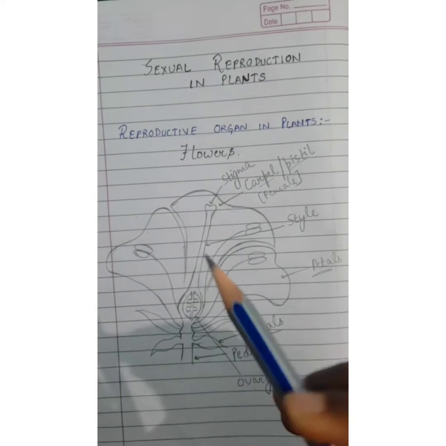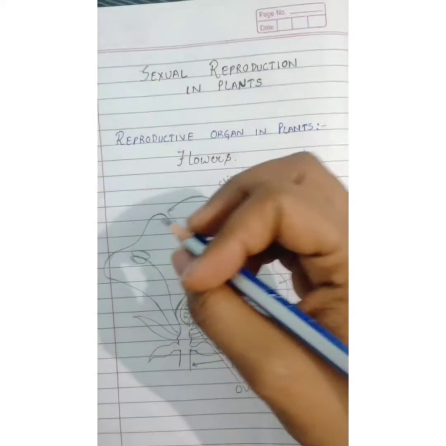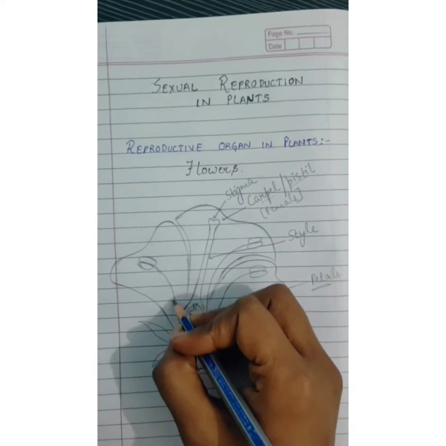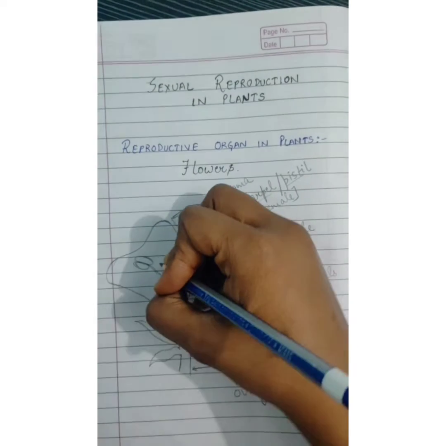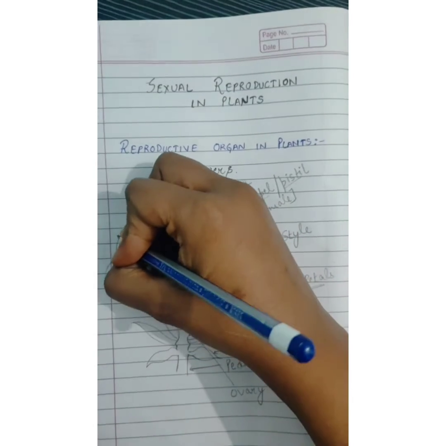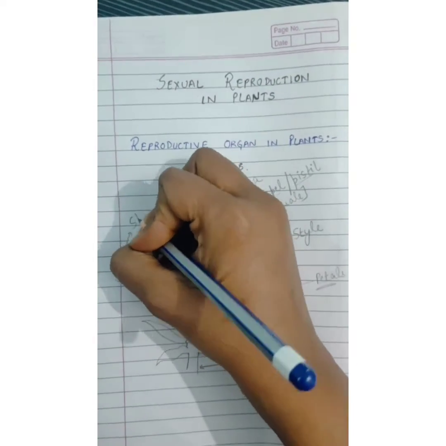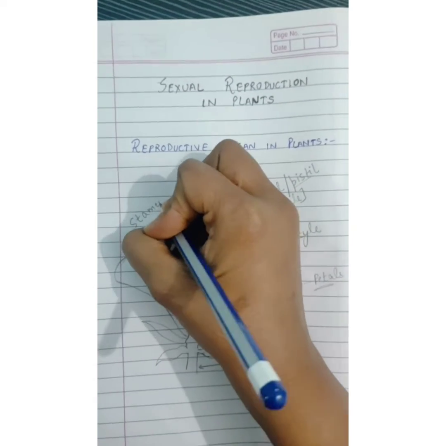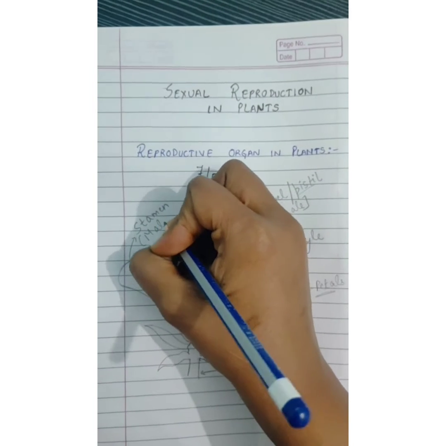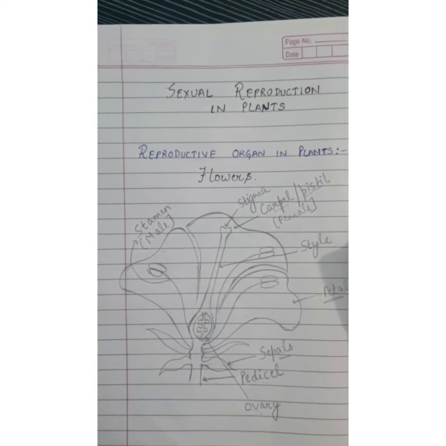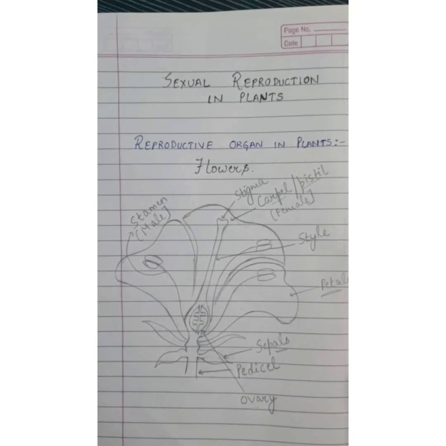Now, let's talk about the male part of the flower. Male part of the flower, you can see these structures, right? These structures are the male part of a flower. They are named stamen, S-T-A-M-E-N, stamen. Stamen is the male part of any flower. Stamen further consists of two parts.